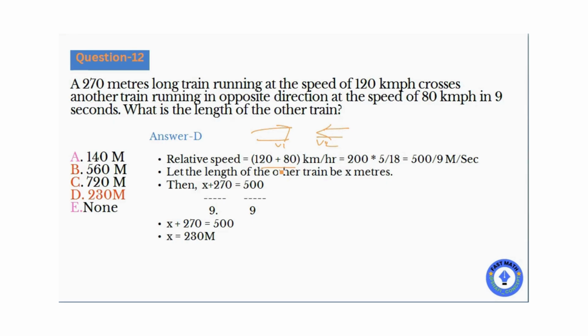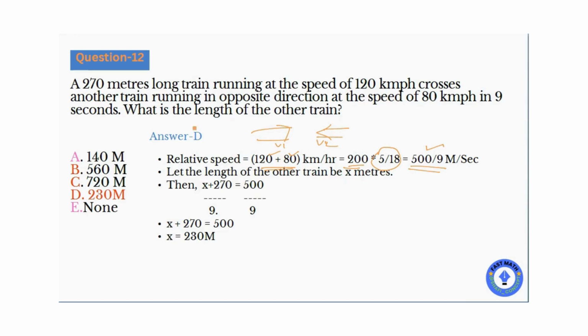What will be the relative speed? That is 120 plus 80. It is 200 km per hour. What I have told you, to convert into meters per second, you have to multiply with 5 by 18, the constant factor which is discussed in our synopsis. That is, you are getting 500 by 9 meters per second as the speed.